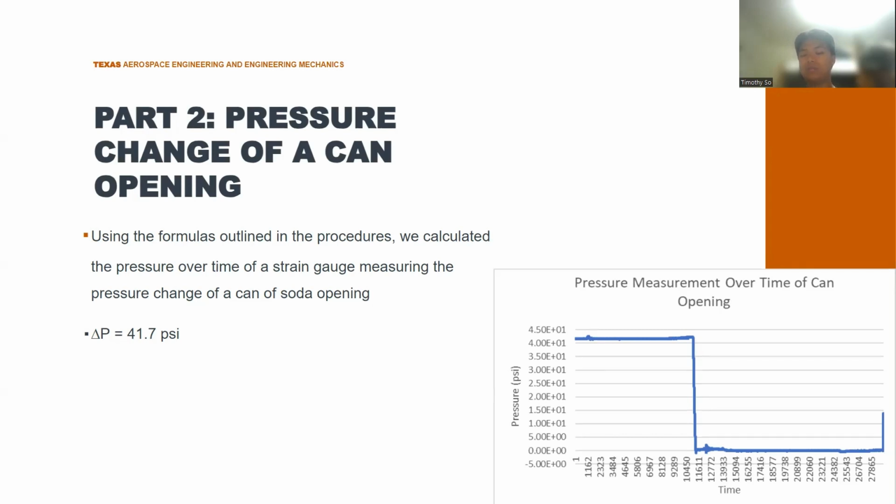This is the gauge pressure. So 0 psi is relative to the pressure of the atmosphere outside minus the pressure of the inside. We define the convention of the gauge pressure. So as the soda is closed, the pressure is higher on the inside than it is on the outside. And we found that the change of pressure is around 41.7 psi.